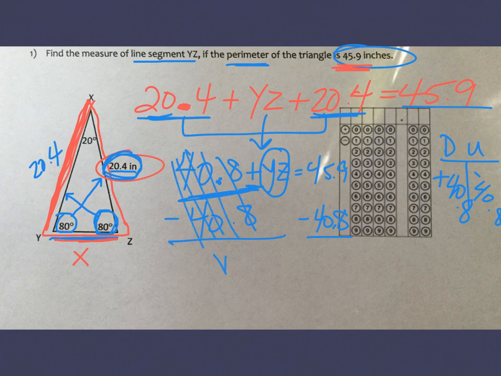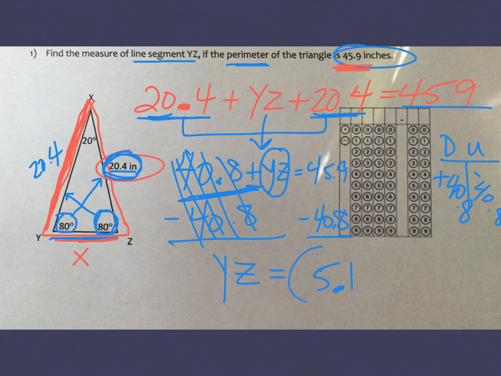So I'm left with YZ equals 45.9 minus 40.8. 9 minus 8 is 1. This is my decimal. 5 minus 0 is 5. 4 minus 4 is 0. We're done. YZ equals 5.1.